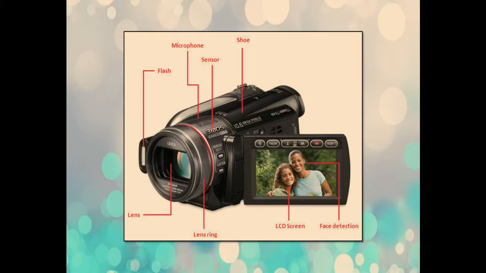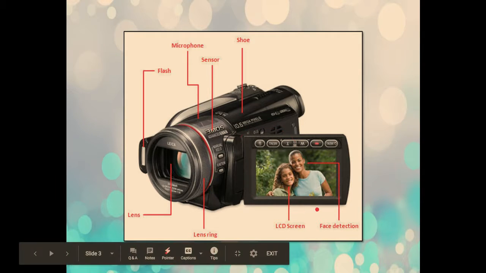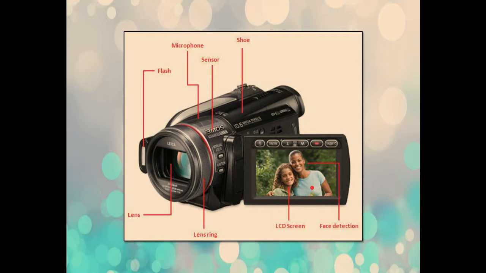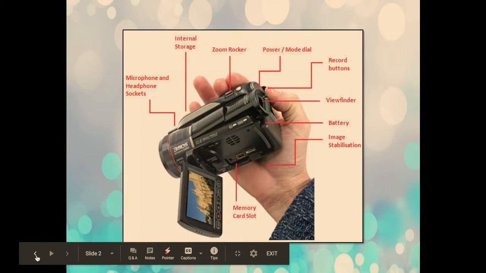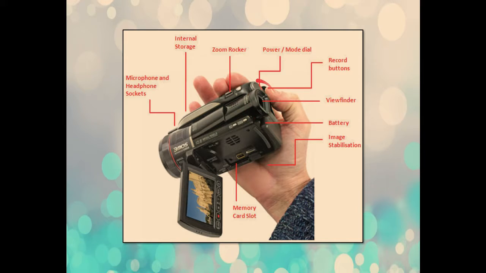LCD screens are great because they allow you to see what's going on as you are recording your video. However, the bad thing with LCD screens is if you're using them in the bright sunlight, you really don't get a good look at what's on your screen. So they're not really good to use in bright sunlight. It's better if you use the viewfinder. And back on this slide, we have an example of the viewfinder.